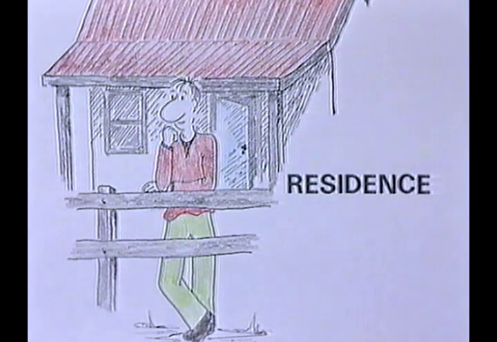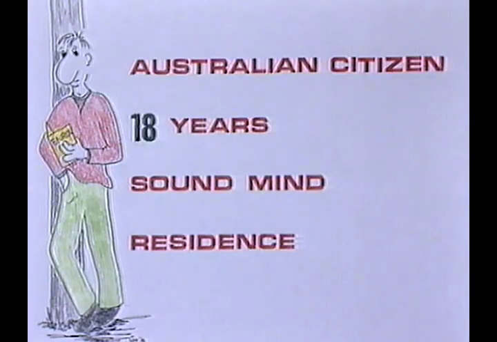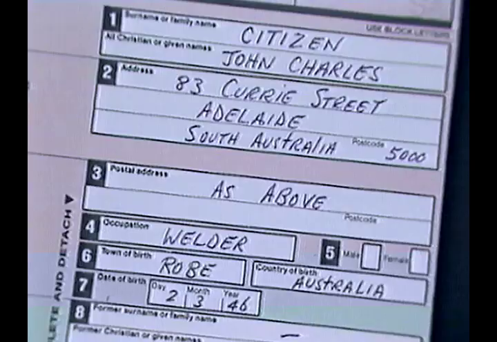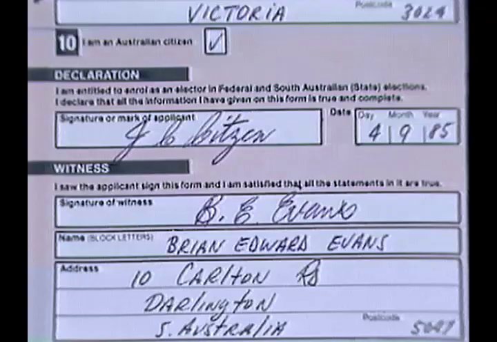If you have met these qualifications, then you are entitled to make a claim for electoral enrolment on this card. On it, you must set out your personal details and have your signature witnessed. At the same time, your name is placed on the Commonwealth and local government electoral rolls. Enrolment is compulsory under provisions of the Commonwealth Electoral Act.